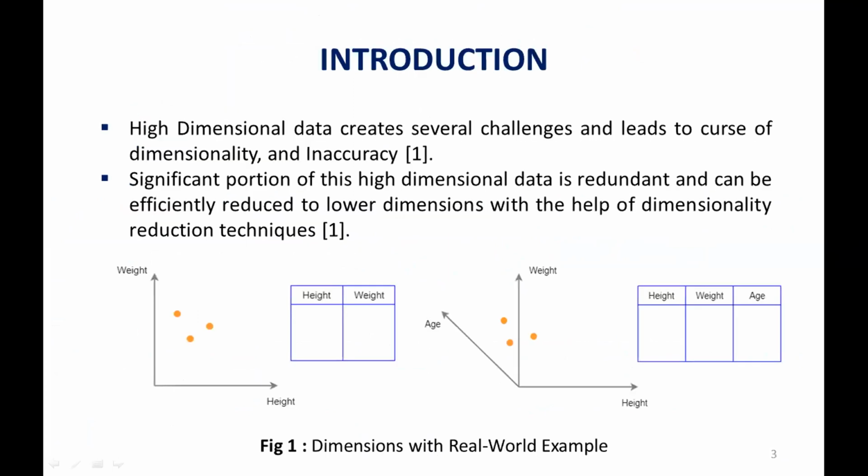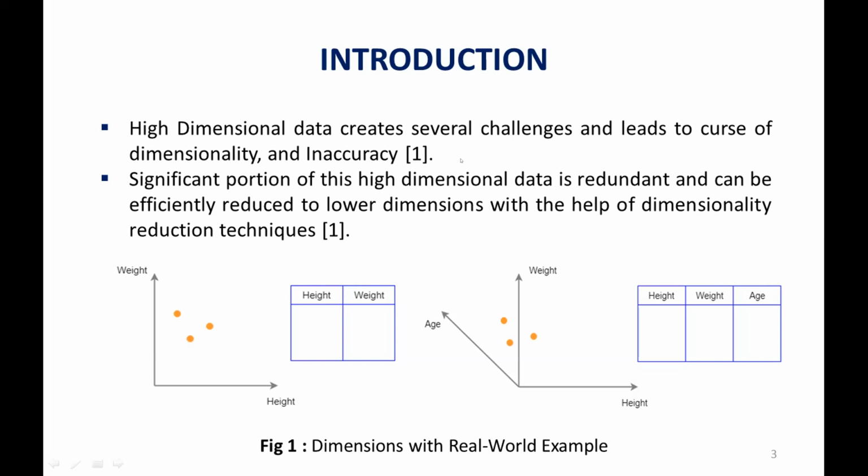Firstly, I'm introducing what dimensions are in the real world. In figure 1, on the left side, we can see two attributes, height and weight. These two attributes can be represented by a 2D graph. If we have more attributes, like on the right side where three attributes are there, each attribute serves as a dimension, so we would need three axes to plot it onto the graph.